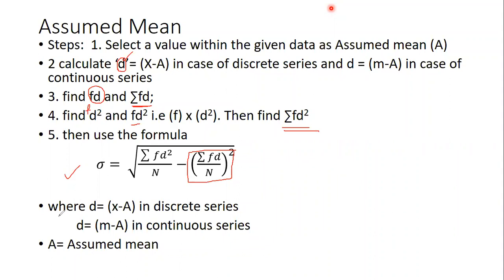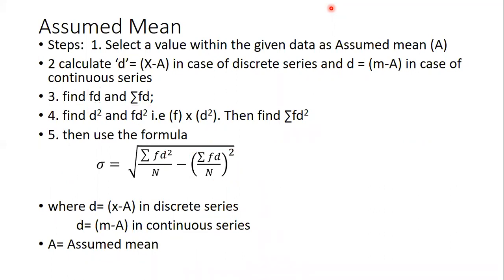Now, here are a few notations which are given. Let's see that. So what is the value of d? d is equal to x minus A in discrete series and m minus A in continuous series. So in discrete series, we will have x. In continuous series, we will have midpoint, which is m. And what is this capital A? Capital A is nothing but assumed mean. Okay, so these are the steps to calculate the assumed mean.